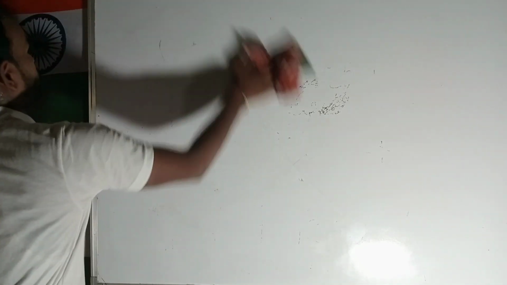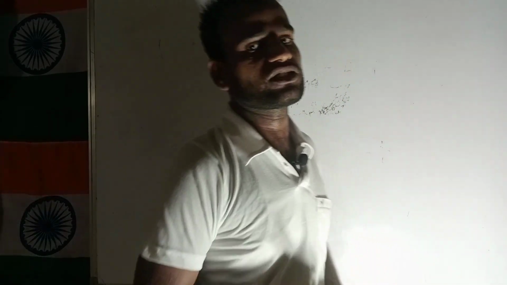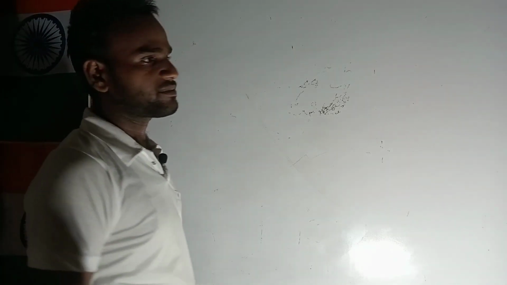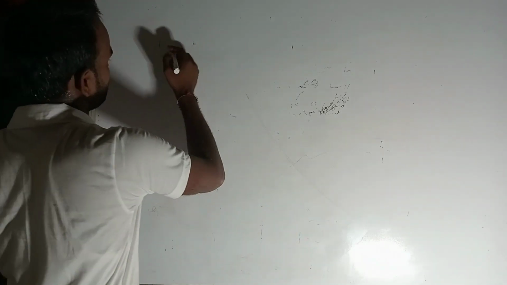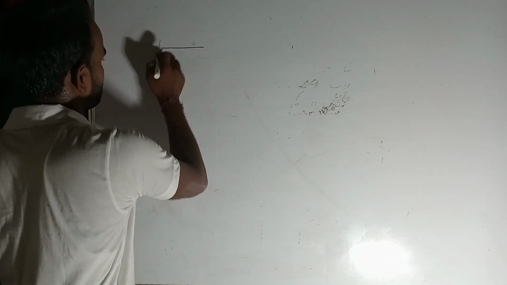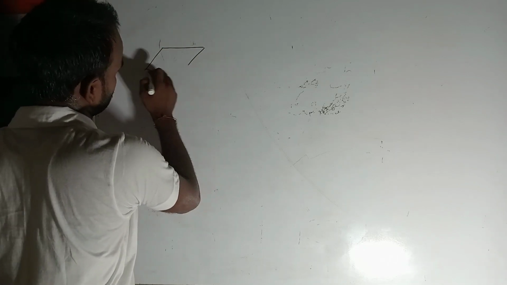Now, the first figure will be parallelogram. It is also a 2D figure. Okay, after this lecture I will take another video of 3D figures. Don't worry. If you have any doubt, then ask me before I go to the next video. Okay, what is parallelogram? All the sides are parallel, means opposite sides are parallel to each other. Okay, this is your parallelogram.